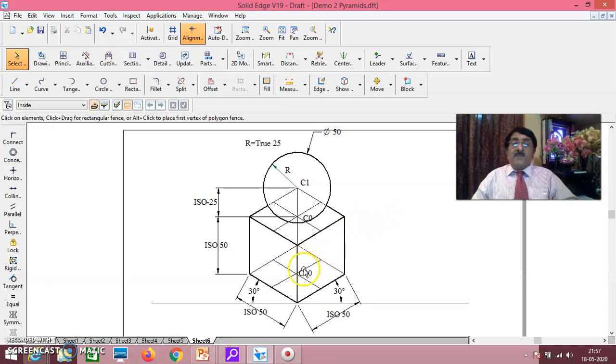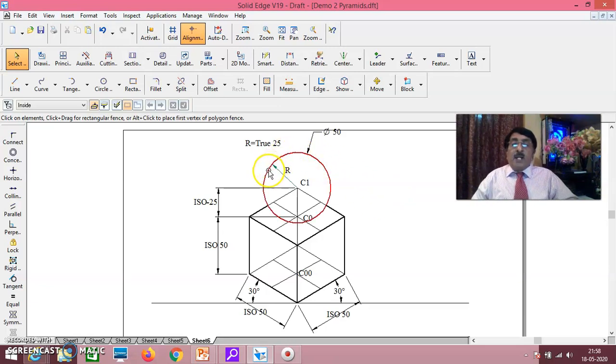That is why C naught is the top surface center, and from C naught to C1 I have taken ISO 25. C0 to C1 is ISO 25, which means 25 into 0.816. If you use the calculator, take 25 into 0.816 and locate C1. Once you locate C1, with C1 as center and through 25 you draw a circle, or draw a circle separately and move it with respect to the center and place it here. Did you follow? In this way, you are able to complete the two solids kept one above the other.